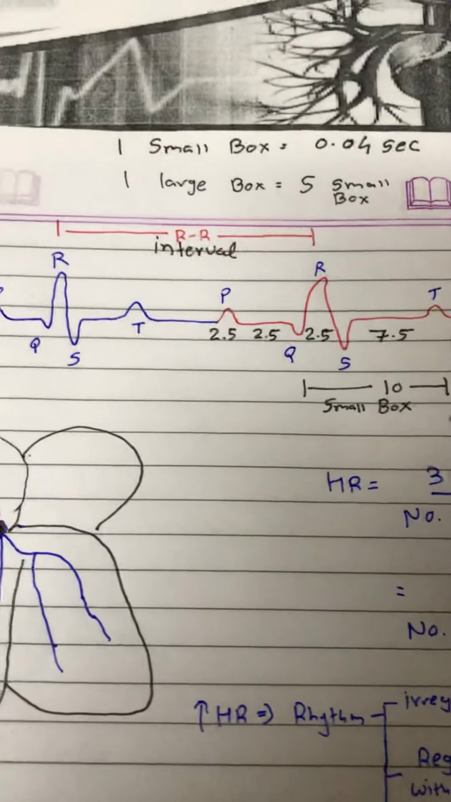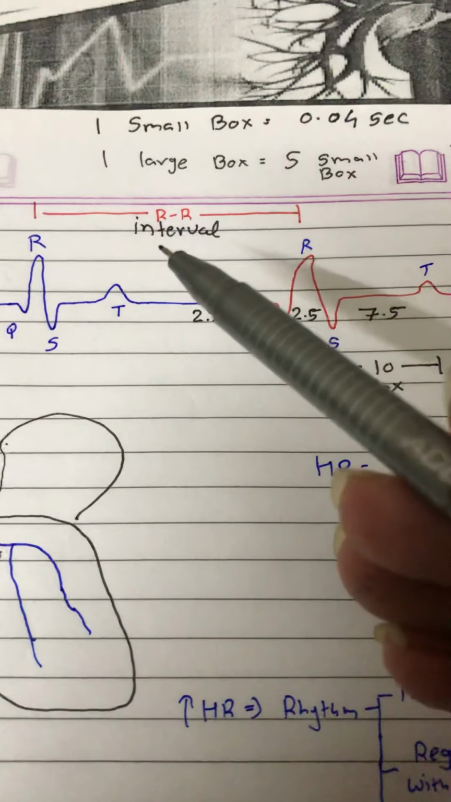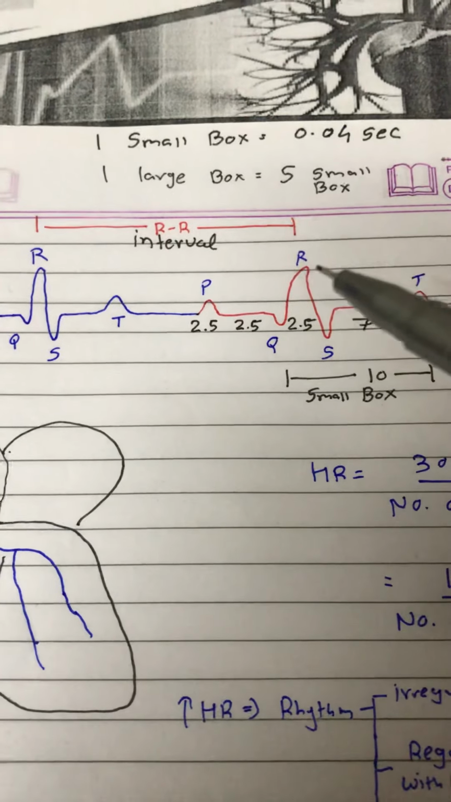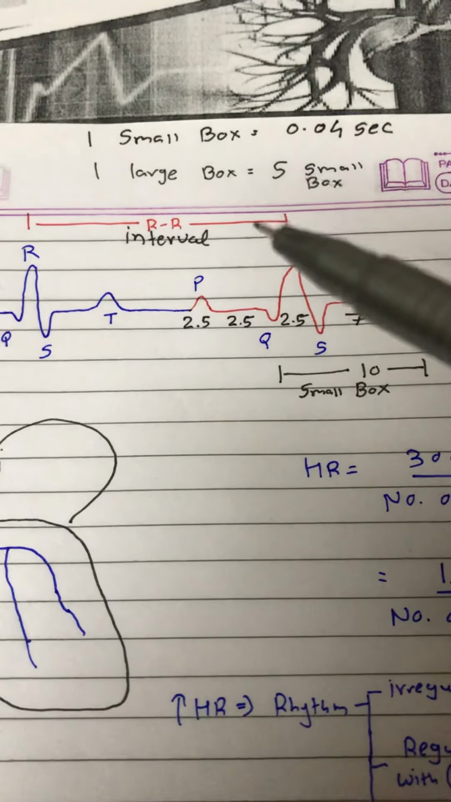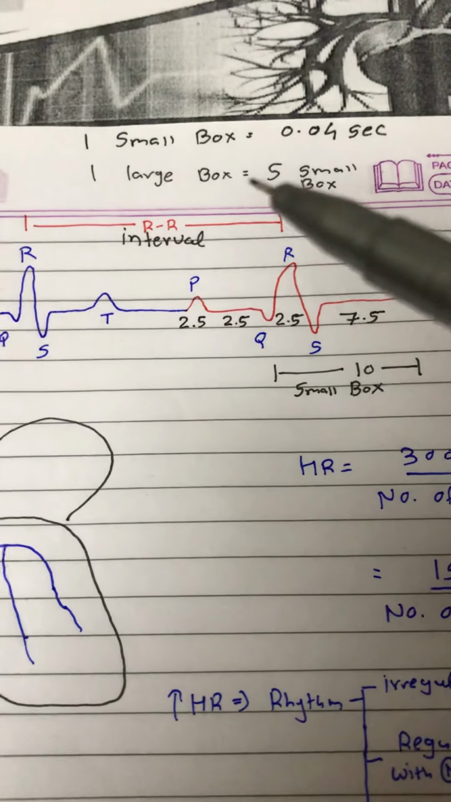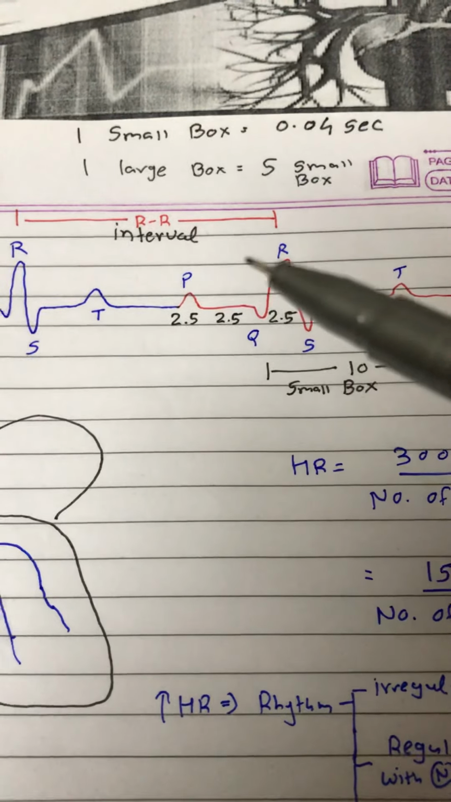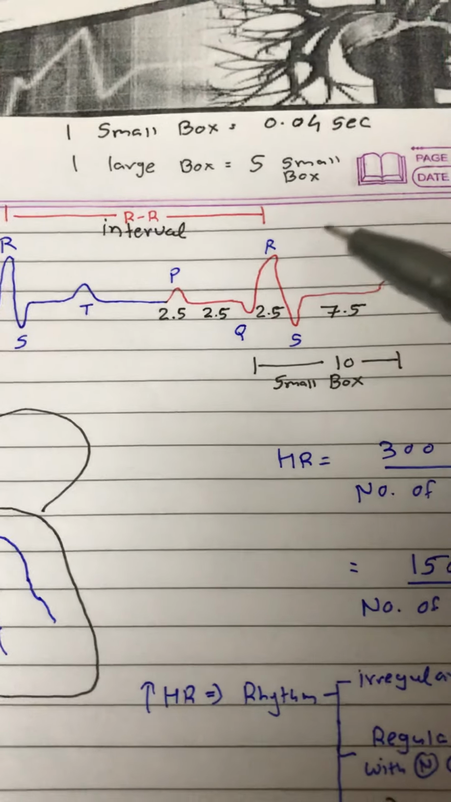So now first we focus on rhythm. We check rhythm by the RR interval. If the RR interval is the same, then the rhythm is regular. If the interval is not the same, then the rhythm is irregular. Irregular rhythm is seen in atrial fibrillation.